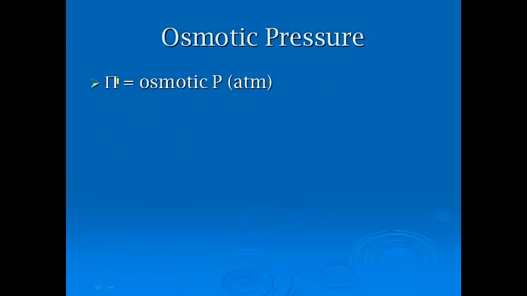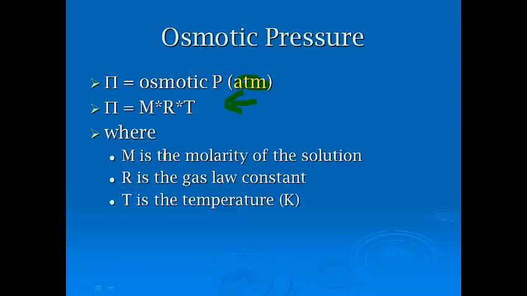So pi, this little pi symbol, is what we refer to as osmotic pressure. This is usually in atm. This is the equation that we get for osmotic pressure. M is molarity. Okay, remember it's a capital M, so it's molarity. With the freezing point and boiling point equations, we saw lowercase m, which was molality, which is not the case here. We're back to molarity, which is moles per liter, just like it always has been. R is the gas law constant. It's our regular 0.08206 liters times atm per mole Kelvin.